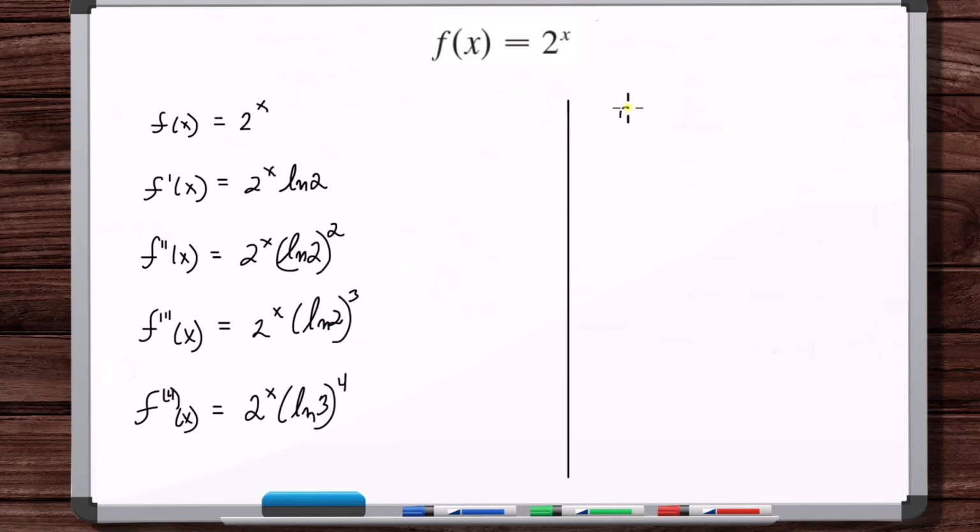So now we plug in the center point. 2 to the 0 is 1. And we can see that it's just going to be, each time it's going to be that factor.